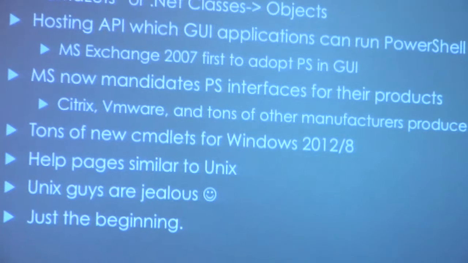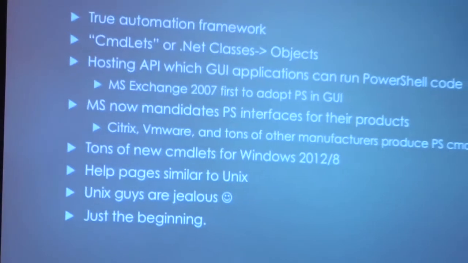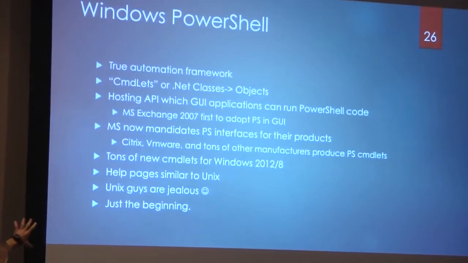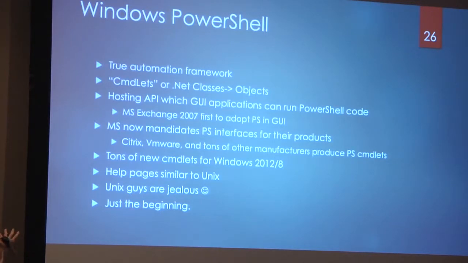But I wanted you to understand where we got, and I wanted you to understand these legacy tools, because these legacy tools are driving a lot of this flow. So it's a true automation framework, like we talked about. Exchange was the first to adopt it, so if you do a GUI thing in Exchange, then it's in there. Microsoft now mandates PowerShell for all of their products. Not only that, you can team NICs now, you can set duplex settings via PowerShell now. There's so many things now that you can do that you could not do before.